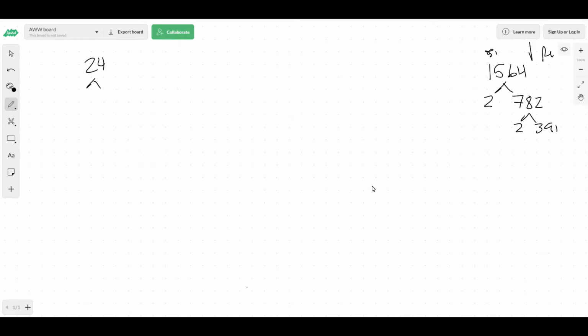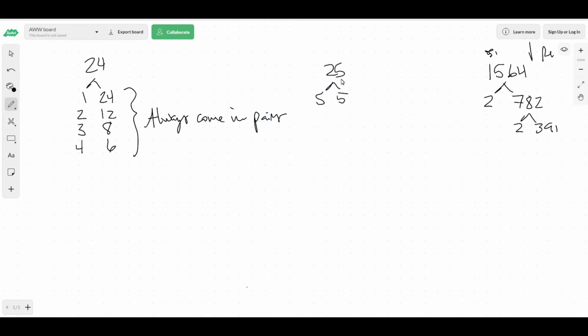Okay, your textbook next talks about the topic number of whole number divisors, which basically means, so let's say 24. I go 1 and 24, 2 and 12, 3 and 8, 4 and 6, and then I actually have all the possible pairs. So they will always come in pairs, even if one pair is, for let's say 25, 5 and 5. They always come in pairs. So anyway, the number of whole number divisors is simply how many of these we have.